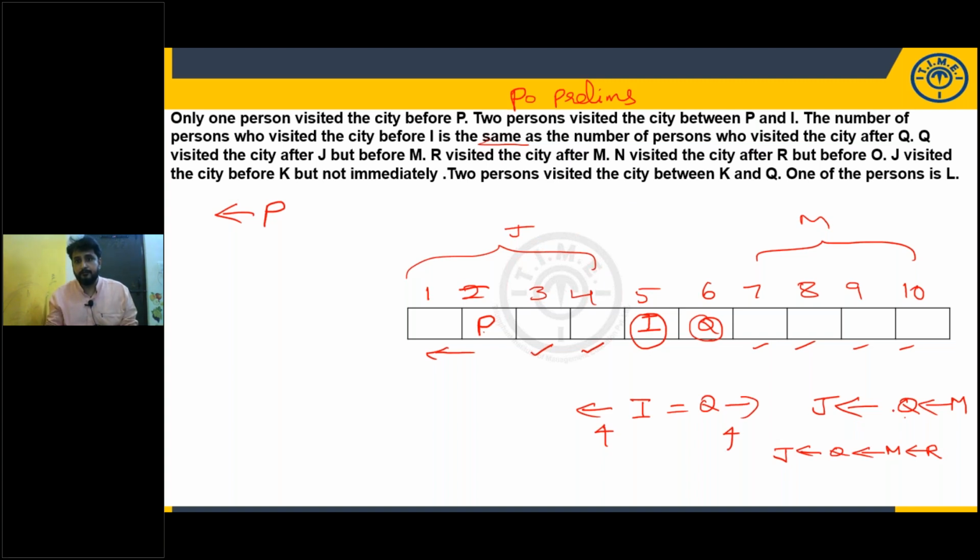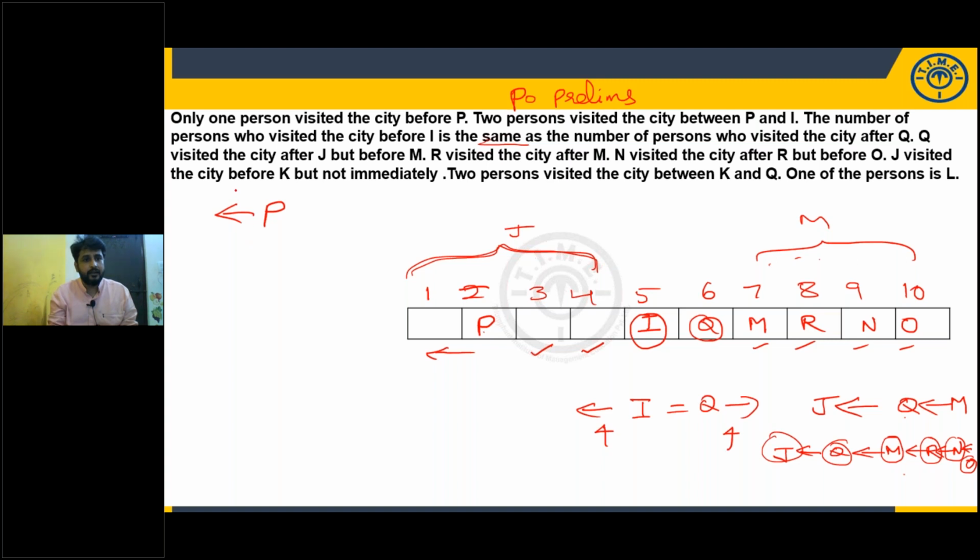N visited after R before O. Now N is visited after R and N is visited before O. Look at this. J is visited before Q, Q is visited before M, before R, before N, before O. How do we combine the statements? Clear, right? Now, we know one of these 4 positions will be M, but M or NO has to be taken. So the only possibility is M or NO will be like this, and still J will be one of these 3 positions.